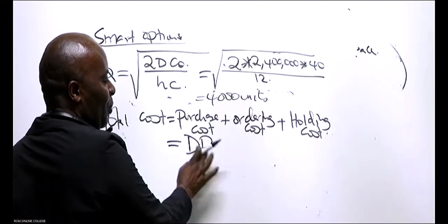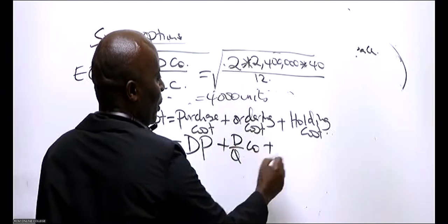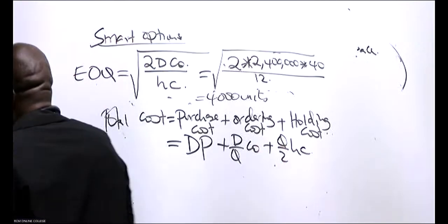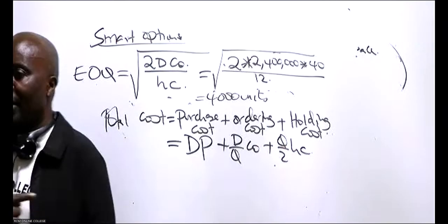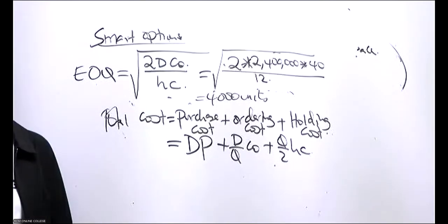So in this case here, Mwai Kibaki's party, DP, will give us purchase cost: annual demand times price per unit. Ordering cost, we know the formula. It's D over Q, CO. Holding cost, we know it's Q over 2, HC, like that. So anytime they want us to give them total cost, that formula will come in handy.